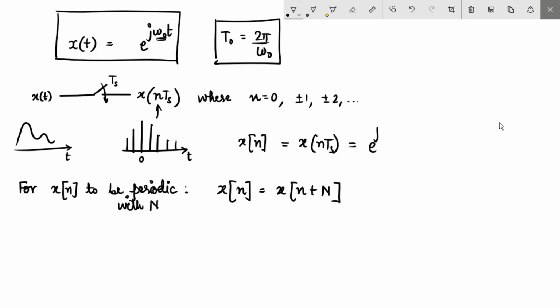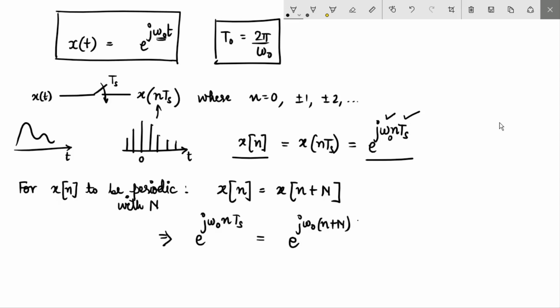So this becomes e to the power j omega naught, and instead of t, we will have only nTs, right? So this is a function of Ts, omega naught, which are known, so the only variable is n. So I can say that x(n) is e to the power j omega naught Ts n. So if this is x(n), how do I rewrite this equation? This means that for x(n) to be periodic, e to the power j omega naught nTs should be equal to e to the power j omega naught (n plus capital N) Ts.